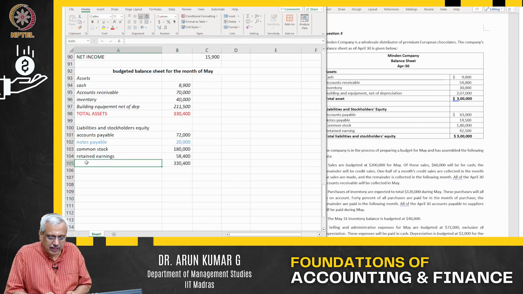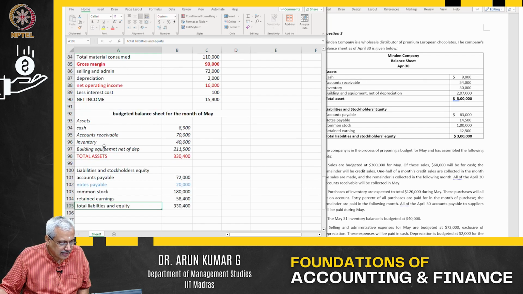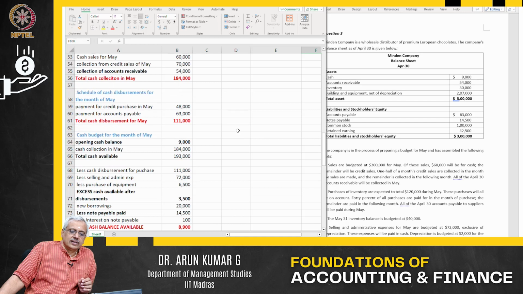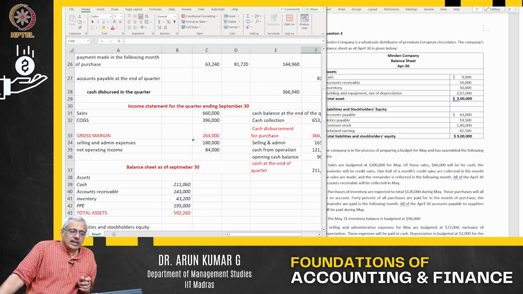That is total liabilities and equity. In this particular case it is exactly the same as what you basically see out here. This is what we call the budget out there.